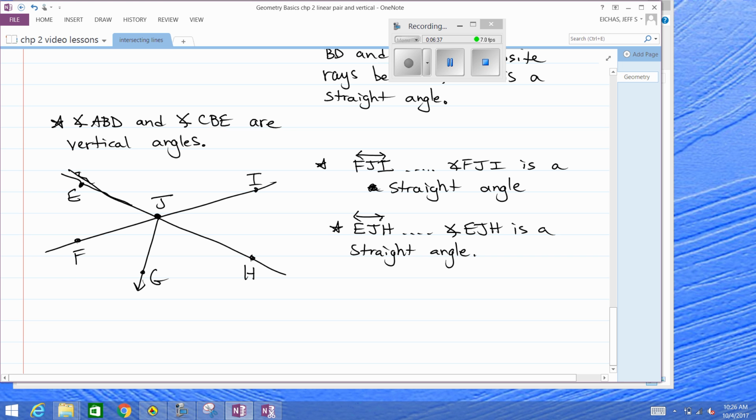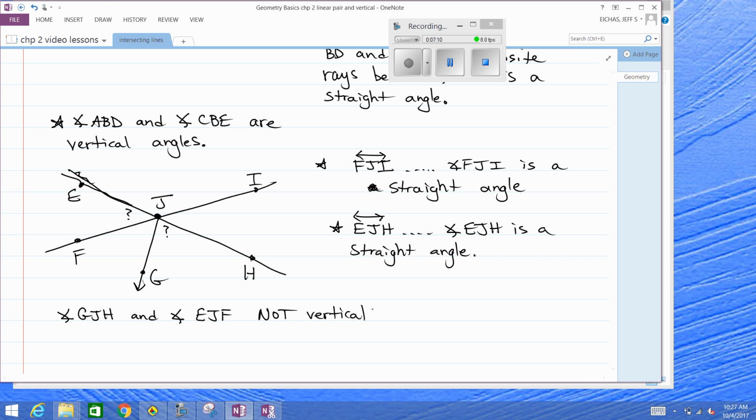So why was I so specific on vertical angles? Well, because what about these two angles right here? What about angle GJH and angle EJF? Well, they're not vertical angles. Why? They look like they're across from each other. If we stick to a loose definition, they are in fact across from each other, but they're not vertical angles because we have a better definition.